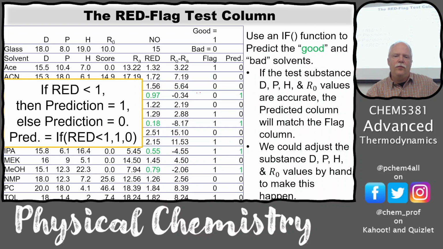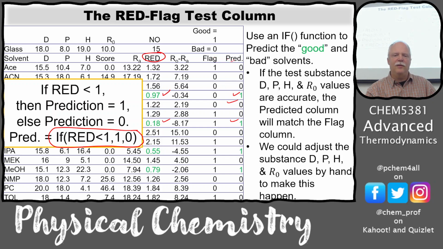And then we have this prediction. So we're looking at an if-then statement. This is the Excel formula here. We're just looking at this column here, and we're saying if red is less than 1, then it should be flagged as a 1. And if it's not, it should be flagged as a 0. So this is not less than 1, so it should be flagged as a 0.